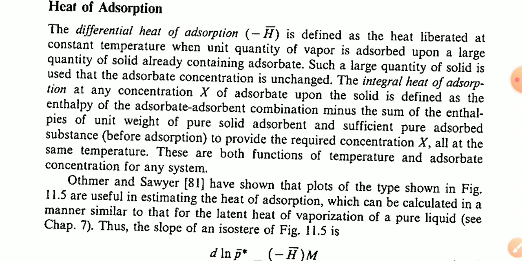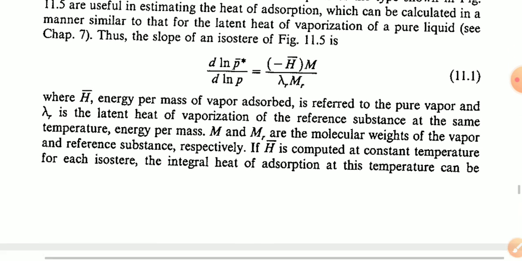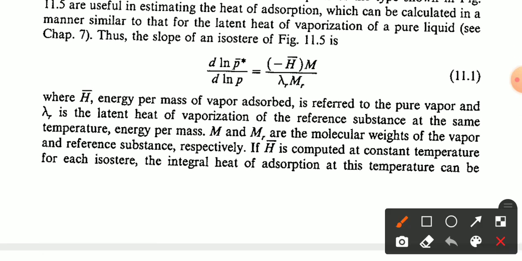Okay, Othmer and Sweyer have shown that plots of the type shown in the figure, which we saw earlier, are useful in estimating the heat of adsorption, which can be calculated in this chapter. Thus the slope of an isoster for Figure 11.5 is given by this equation. Remember the equations; they are on the basis of enthalpy.